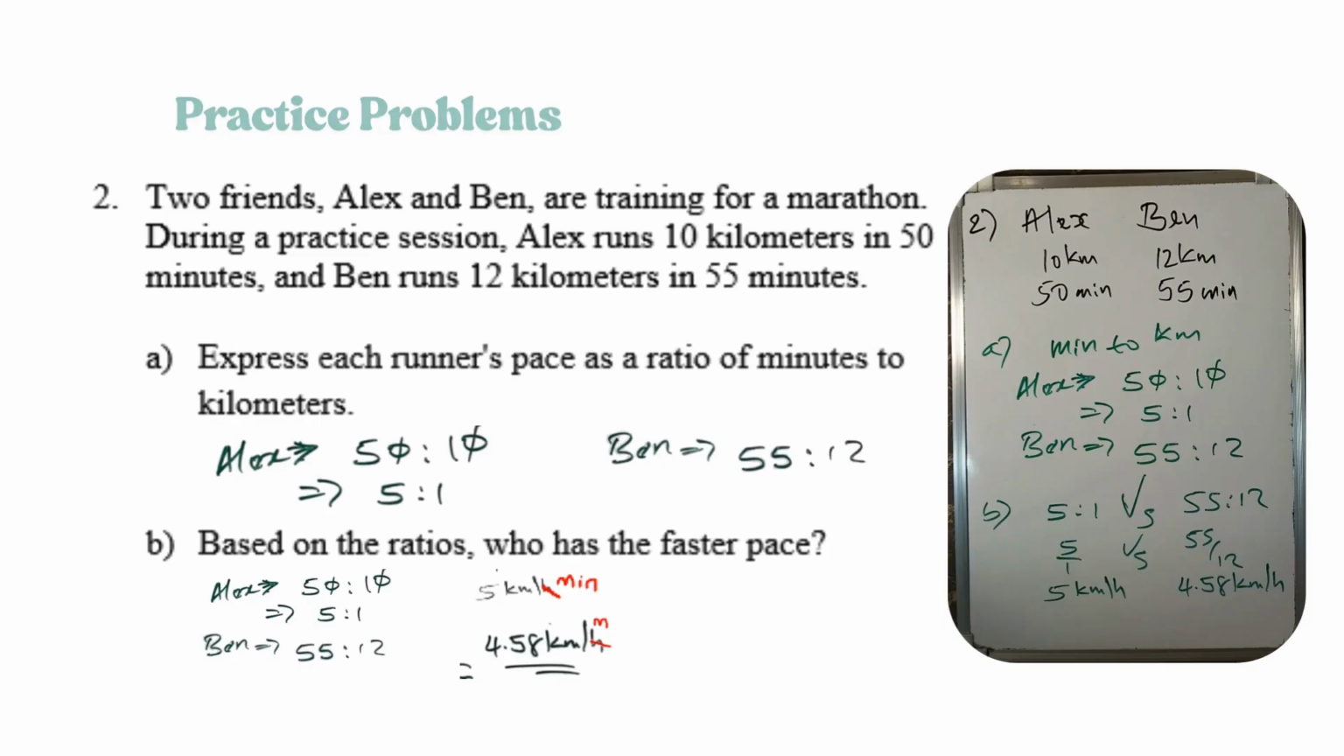In this case, the faster pace is the one that takes less time, and so the faster pace is 4.58. So 4.58 means that Ben is faster. Yes, Ben is faster.